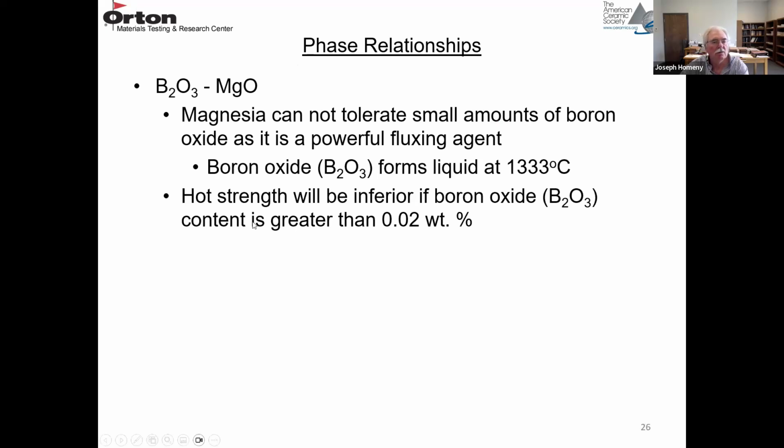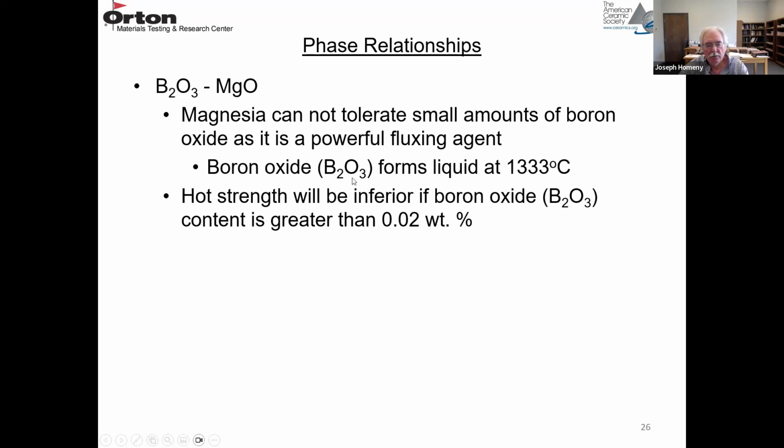One of the other issues with an MgO refractory is the B2O3 content, the boron oxide content. There's boron in the seawater, and the MgO material is made from seawater. And it turns out this magnesia cannot tolerate any boron, really. It can tolerate FeO, Fe2O3, but it cannot tolerate boron because boron fluxes the material.